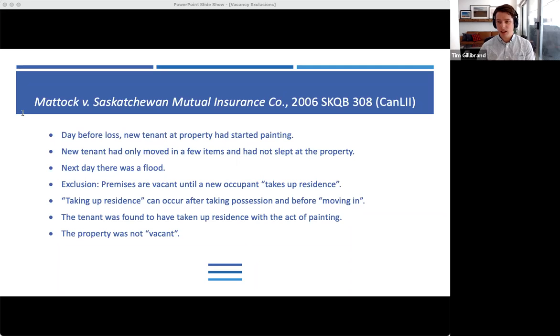So the case is helpful, but it doesn't really tell us exactly what taking up residence means. It just tells us that a person doesn't need to necessarily live in or have moved into a property in order to be said to have taken up residence. But based on the decision, there needs to be some right for them to reside in the property and possibly some positive action on their part, such as moving in a few things or painting. In any event, here the vacancy exclusion did not apply because the new occupant was found to have taken up residence.